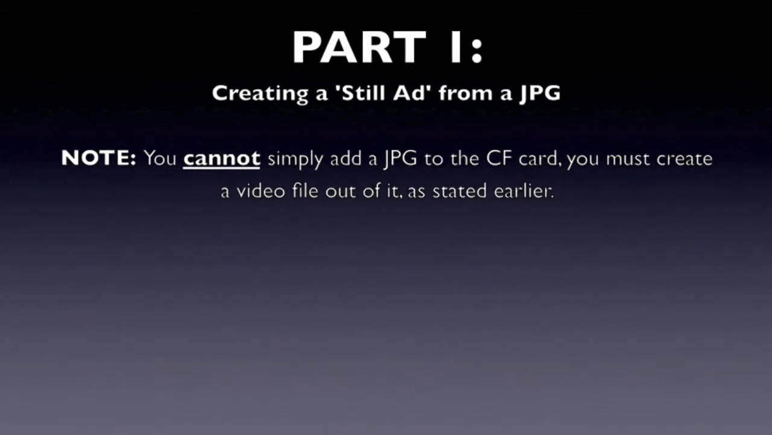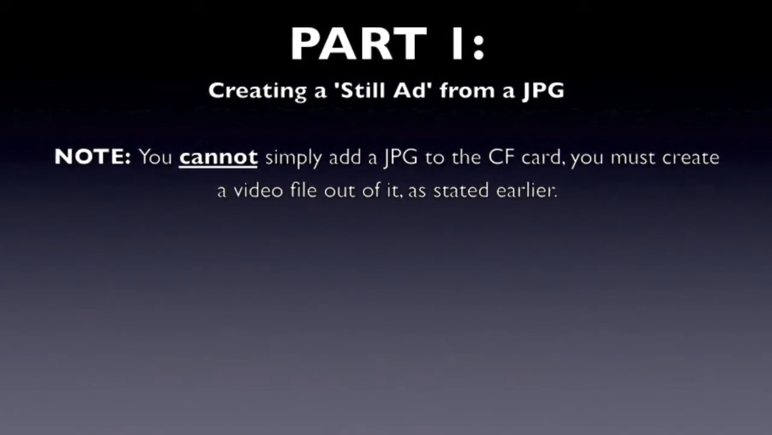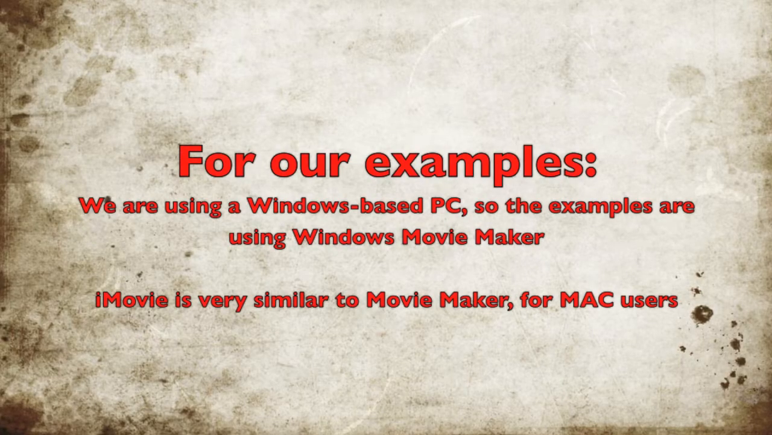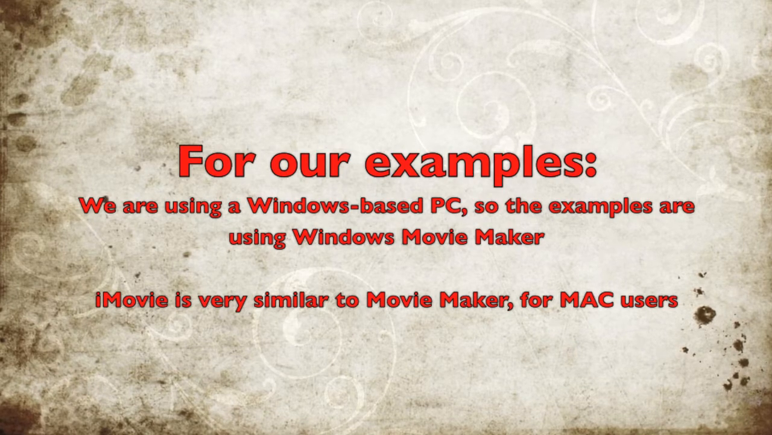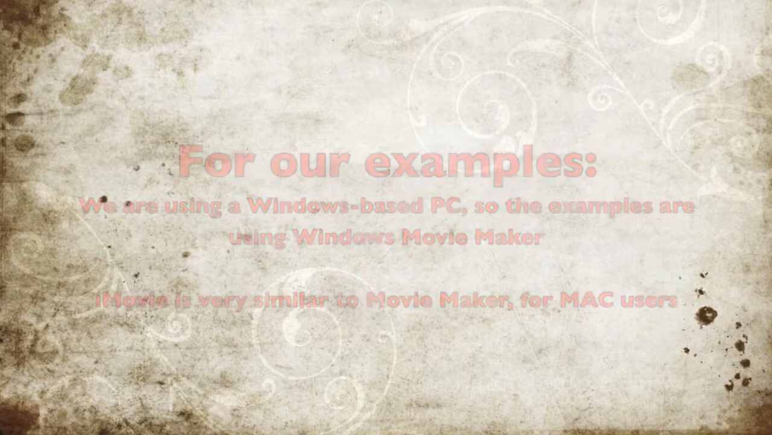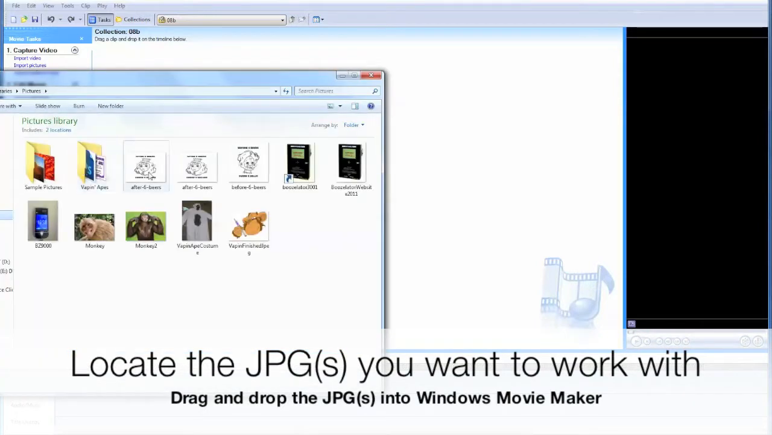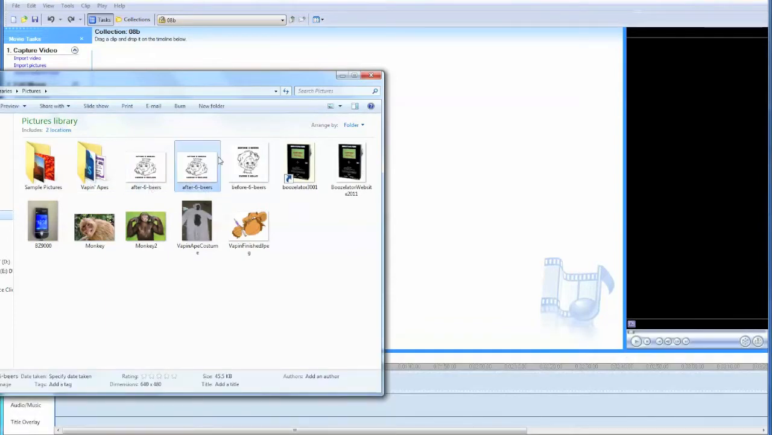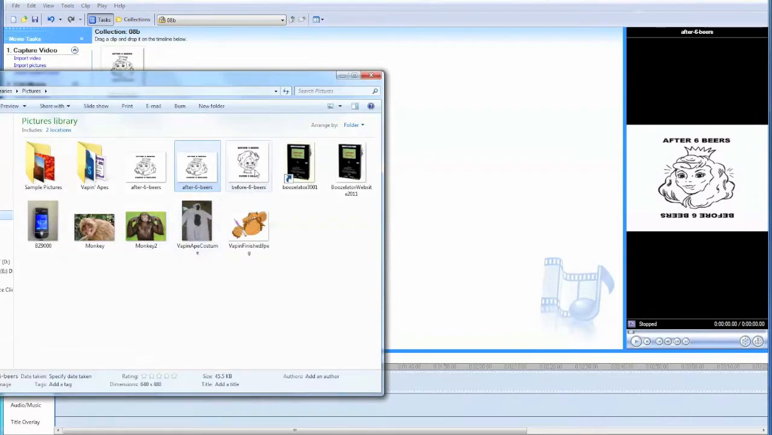For part 1, we are going to show you how to create a still ad from a JPEG, or multiple JPEGs. For the examples in this tutorial, we are using a Windows-based PC, so the examples are using Windows Movie Maker. iMovie is very similar to Windows Movie Maker. First, we want to locate the JPEGs that we want to work with. We want to then drag them and drop them into the open area of the program. This works with iMovie as well.